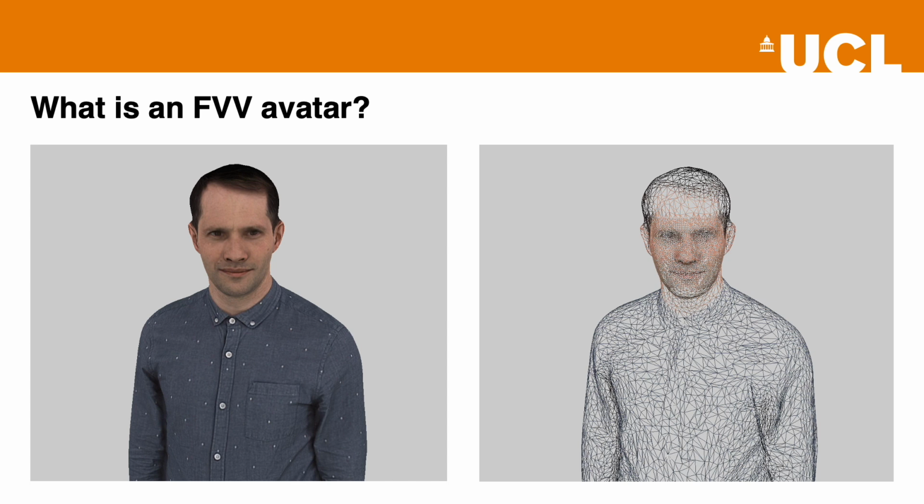And our content, and as far as I'm aware, all commercially available FVV content, is temporally unstructured, meaning that the underlying mesh geometry changes completely every few frames. And this allows the avatars to be very flexible and represent rapidly changing shapes.